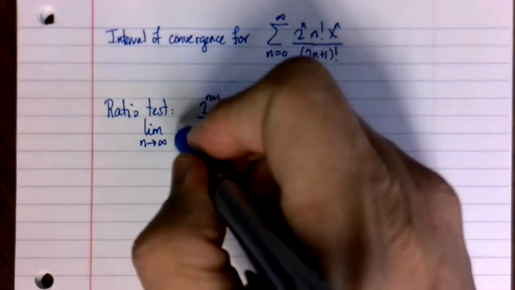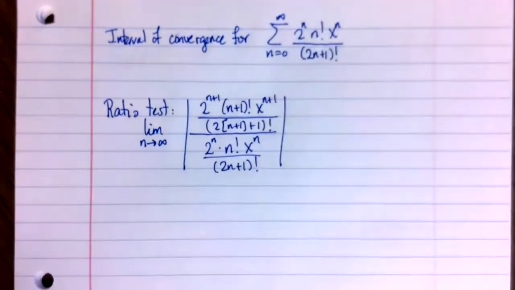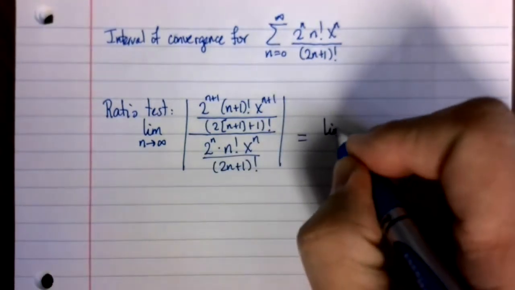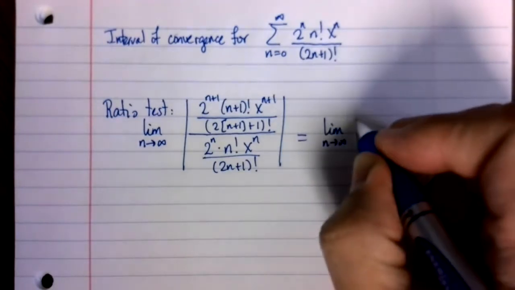And so I will figure this out in absolute value, and I want to figure out for which values of x this is less than 1. For which values of x is this less than 1? So the limit as n goes to infinity.